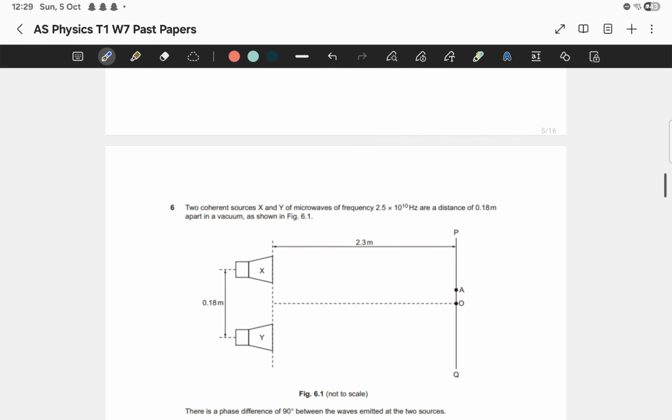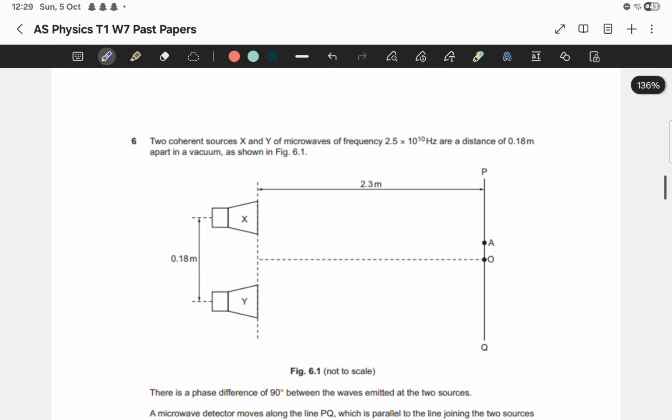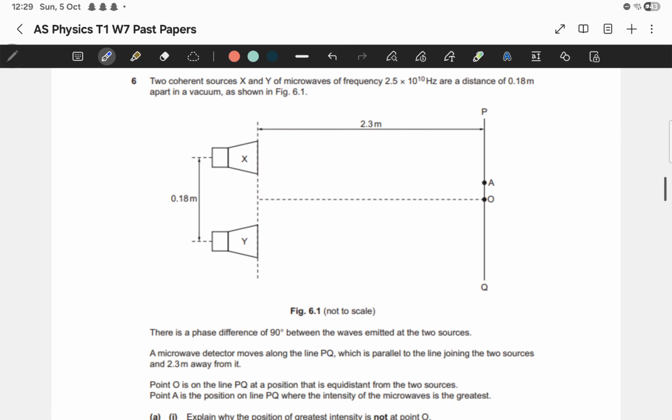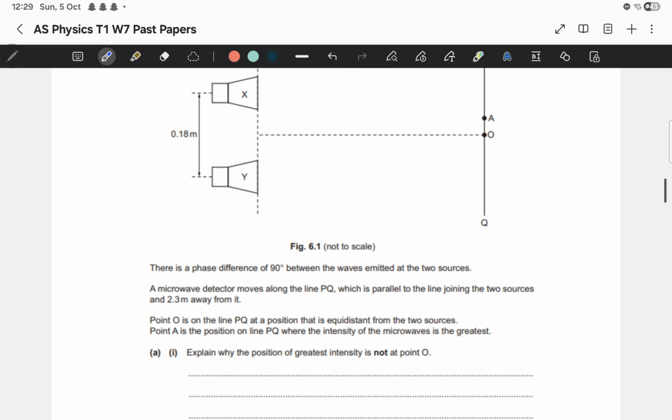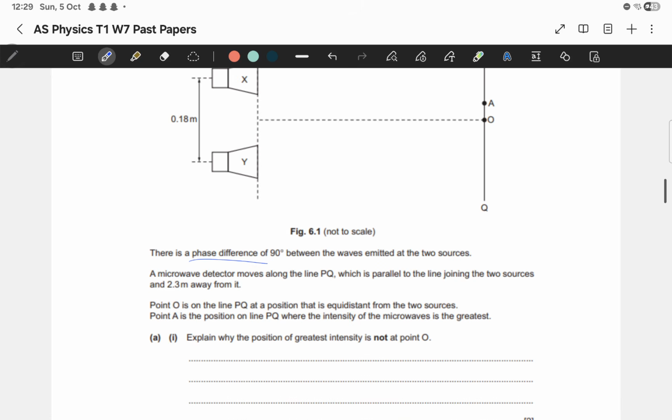Now, the third question. Two coherent sources X and Y of microwaves of frequency 2.5 times 10 to the power of 10 hertz are a distance of 0.18 meters apart in a vacuum, as shown in figure 6.1. This is figure 6.1. Okay. There's a phase difference of 90 degrees between the waves emitted at the two sources. Okay, this is very, very, very important.